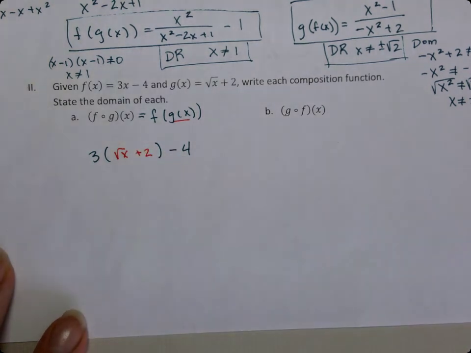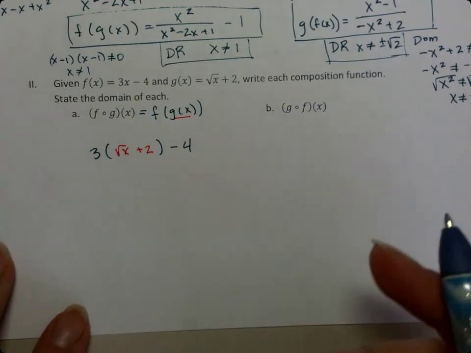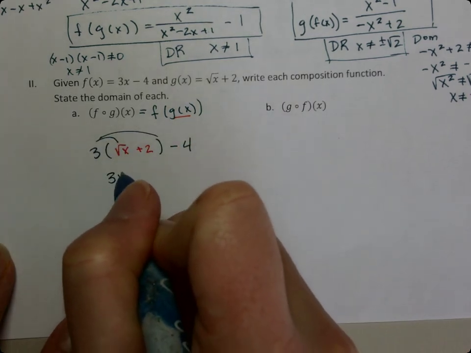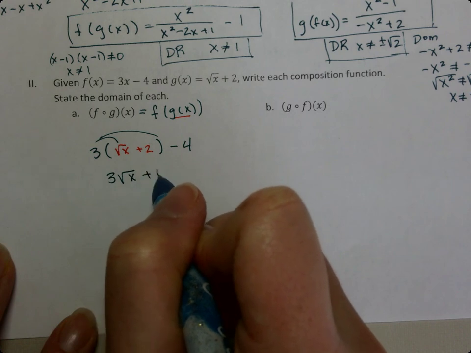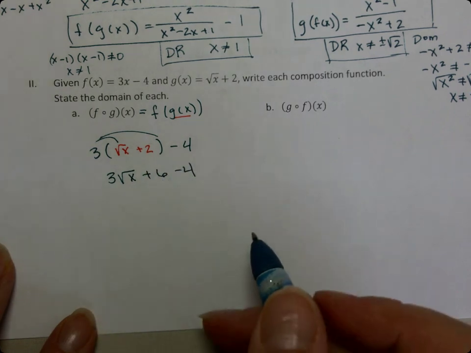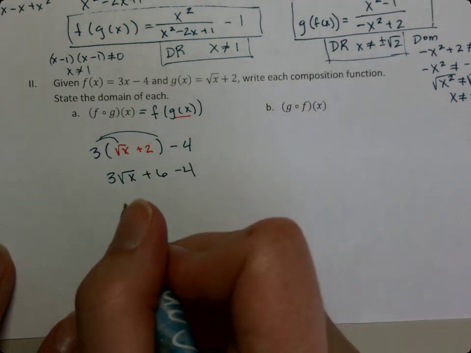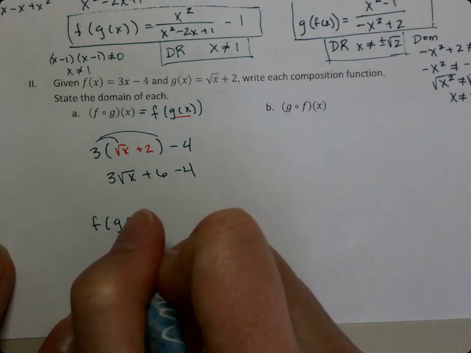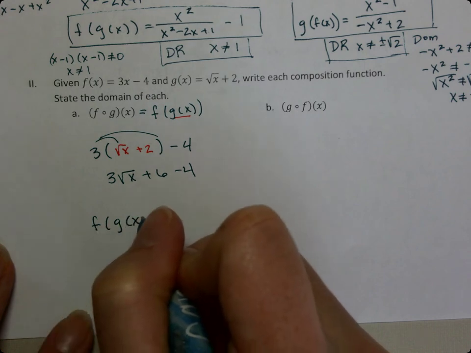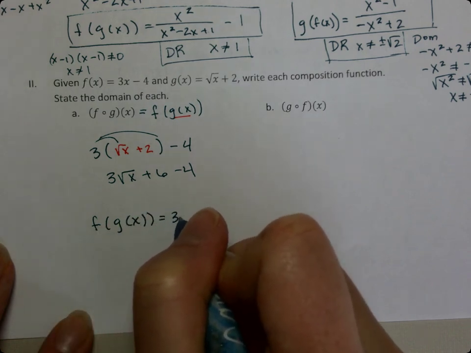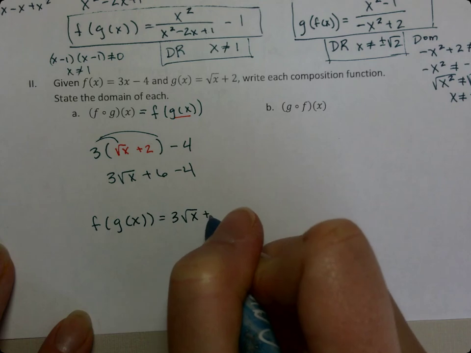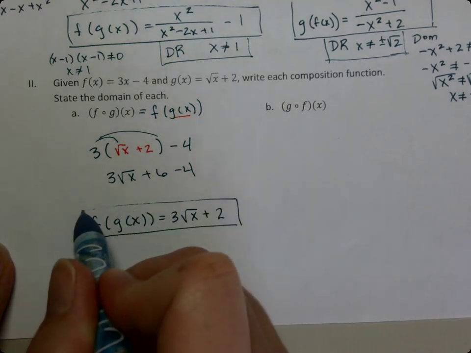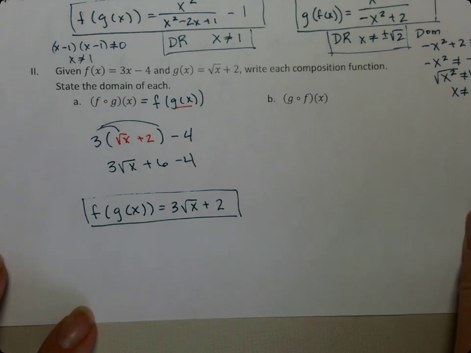Okay, there's not too much to do here, but we do want to simplify and clean it up. So distribute your 3, and we get 3 square root of x plus 6 minus 4. Final answer? Yep, and then make sure you write your function as a composition. F of g of x equals 3 square root of x plus 2. Make sure it's clear that that plus 2 is not underneath the root.